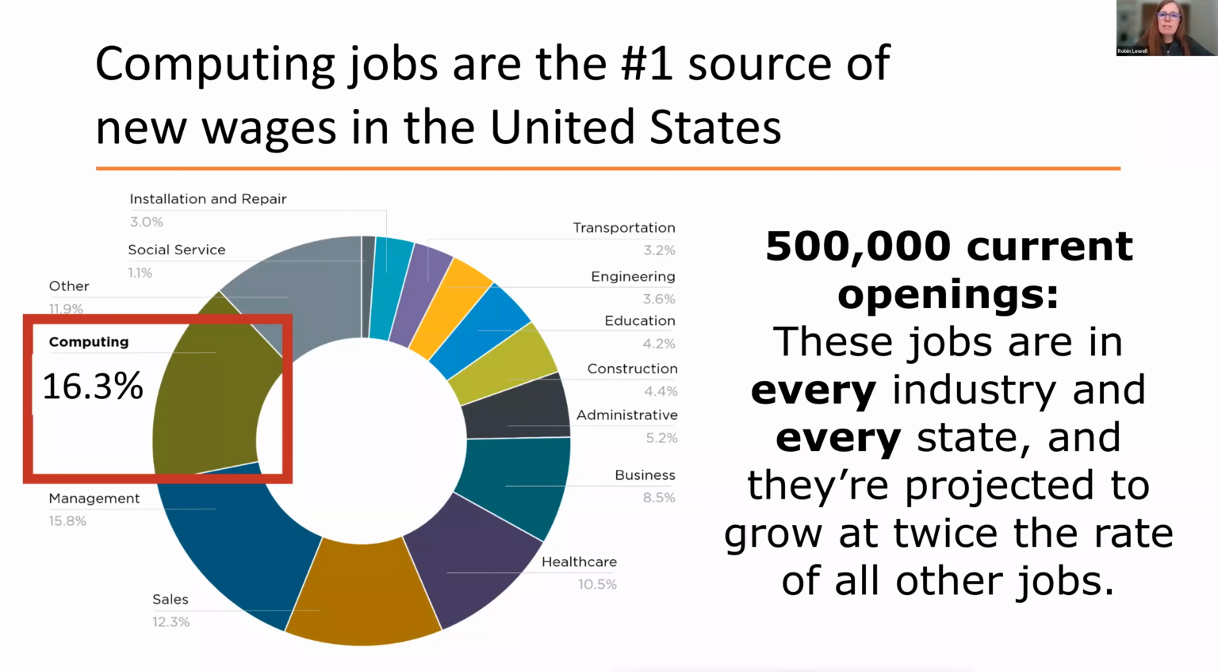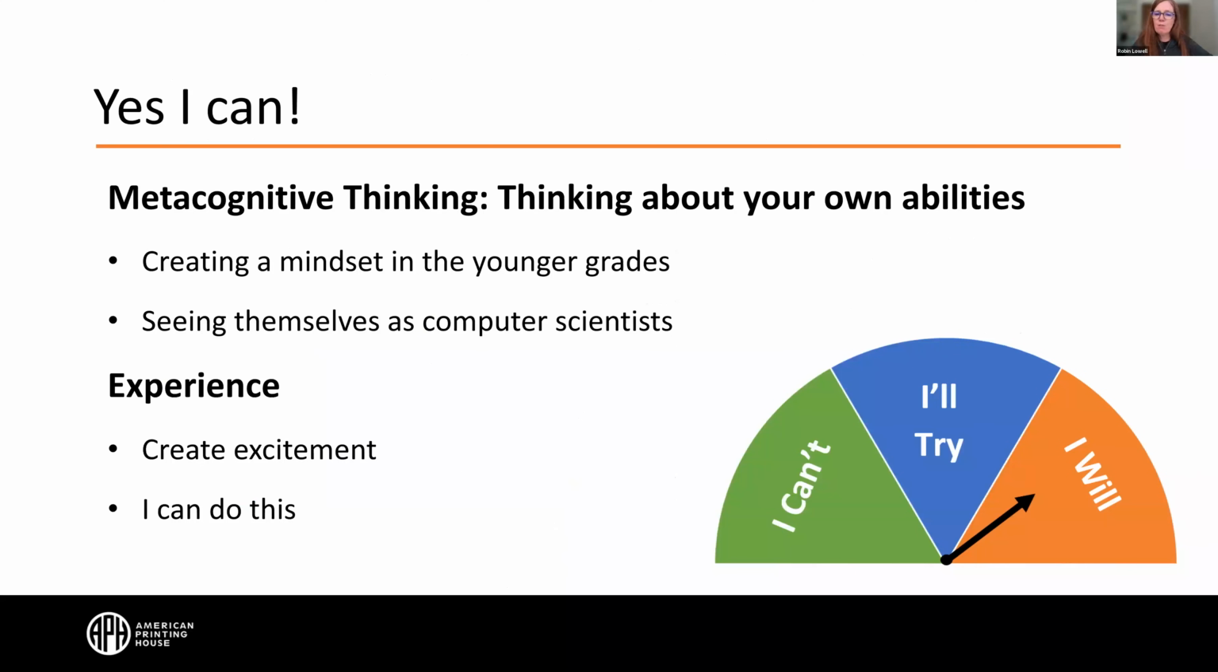So let's circle back before we finish. We saw a slide early on that Beth showed us that says, yes, I can. That metacognitive thinking about what are my abilities, what am I good at, and what do I need help in? Creating that mindset at younger ages and seeing themselves as computer scientists. Again, experiencing, creating excitement, and knowing this is something I can do. So that meter of I can't, I'll try, I will.